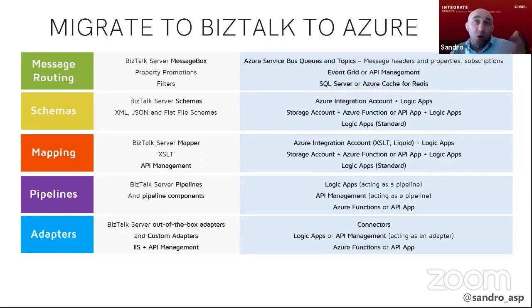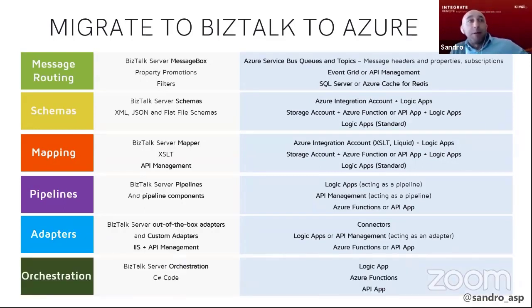Well, you can always use Azure Functions or API app, but if you are using that, you lose the connectors availability, these 400 or more connectors that are available out of the box in Azure, but you have the possibility to do it in a dynamic way because it's basically code.